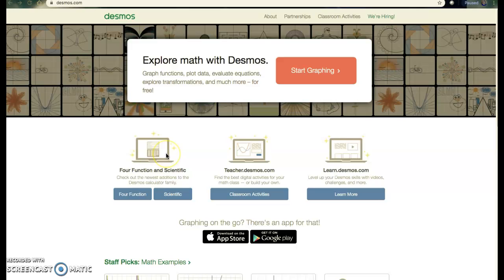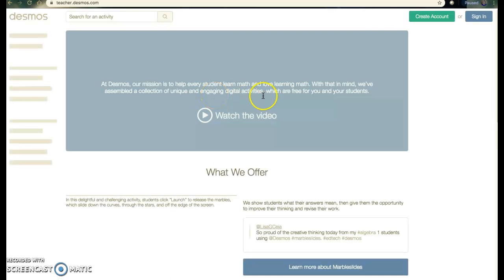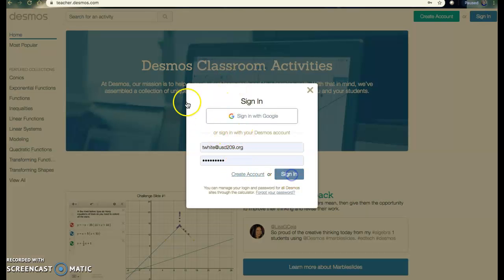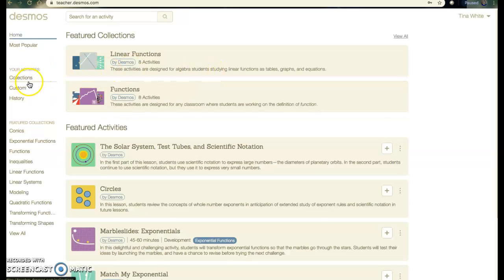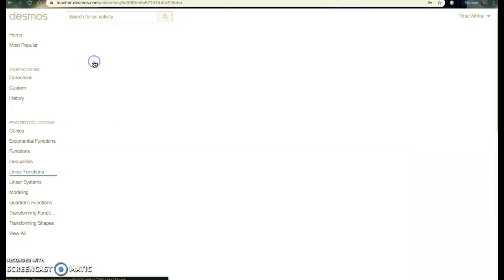And what I like about it is it's free, of course. If you go to the classroom activities, several people have talked about Desmos in our class, so I'm not the first one to show you this, but I'm not sure why it's not coming up. Let me see. Oh, there. So I have an account. Let me see if I'm signed in. I'll sign in, and I have some that I've already put in, but some of my favorites are linear functions.